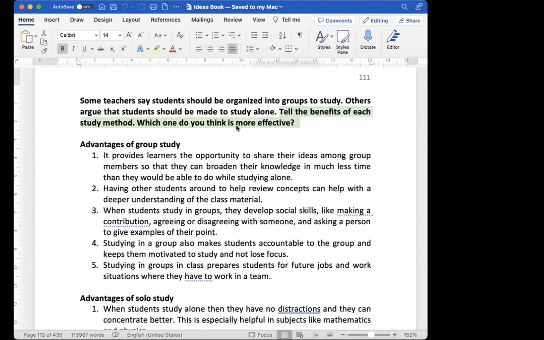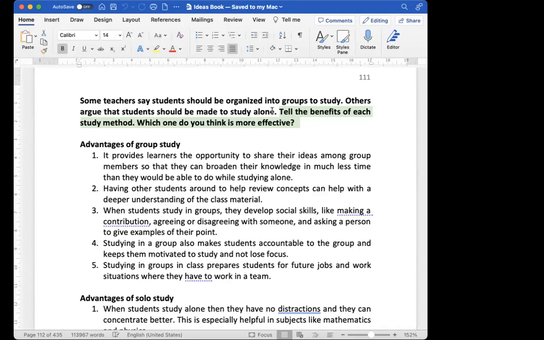So in the introduction, you will write that it is believed by some that students should be organized into groups to study, while others promote solo study. In this essay, I'll tell the benefits of each method. You are not going to discuss both views. You are going to tell advantages of both methods. I believe it depends on the situation, and both study methods have their own advantages and disadvantages. Okay, so then all you need now is the ideas, and your essay is done.